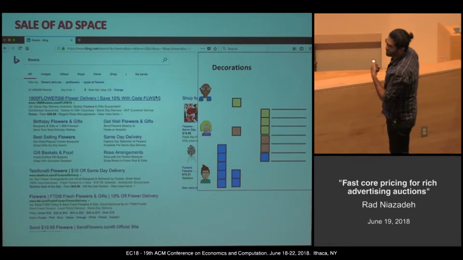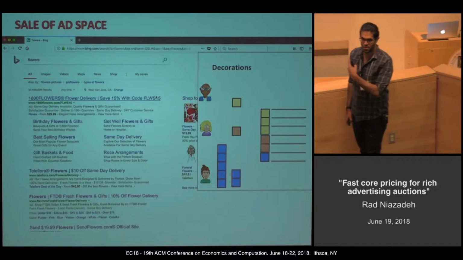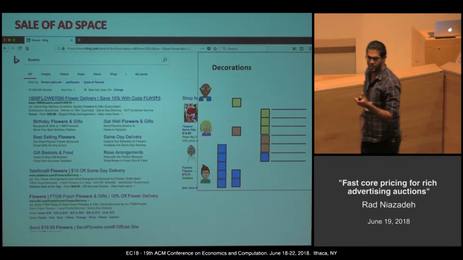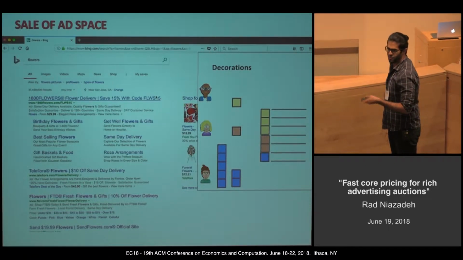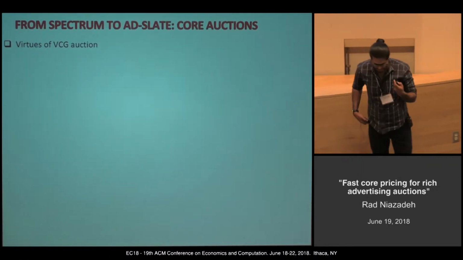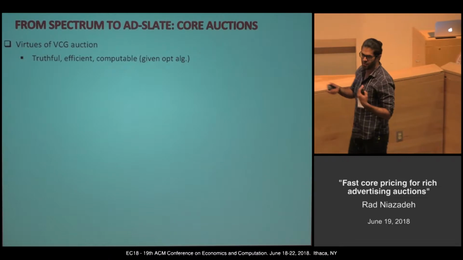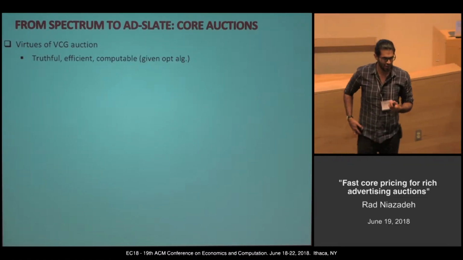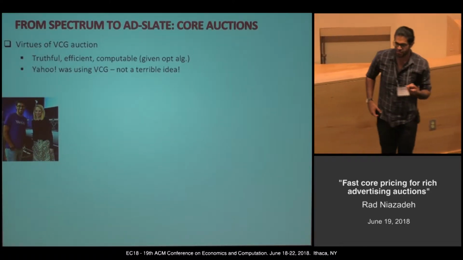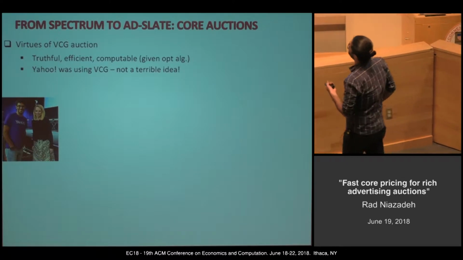One thing I want to point out is that if you think of lines as goods, then goods here have complements. So in contrast to the separable model, we are not in a fully substitute environment. Now if you think about VCG, VCG is great. It is efficient. It is truthful. It is computationally tractable as long as you have access to an oracle for computing the maximum welfare allocation. And honestly, it's not a terrible idea to use VCG. Yahoo has been using VCG, at least when I was interning there.